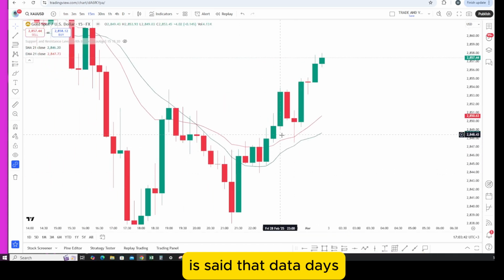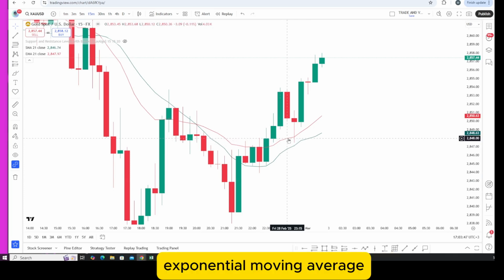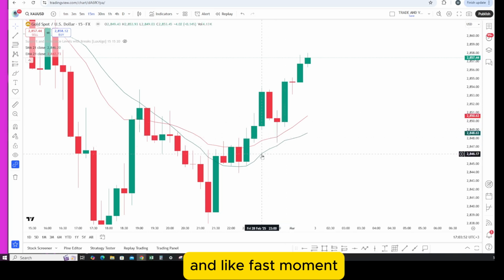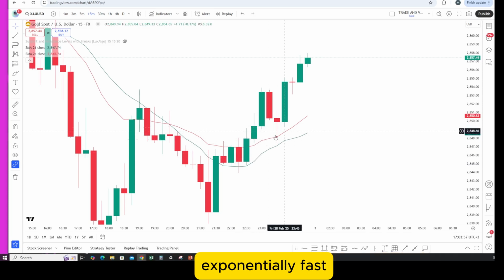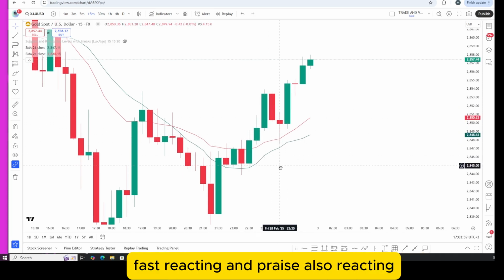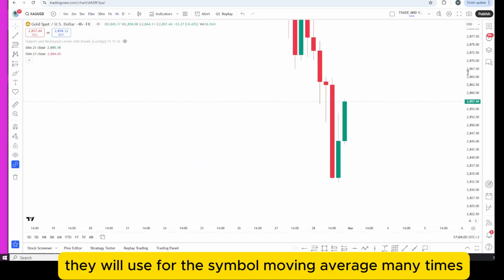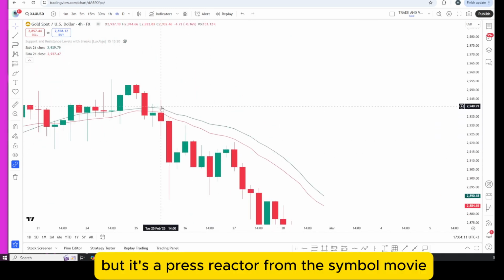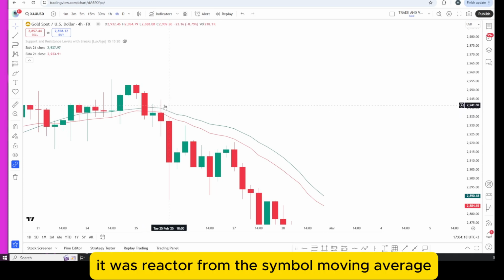We said that day traders and scalpers will use the exponential moving average because it will be more accurate and reacts to fast movement. You can see, compared to the simple moving average, the exponential is fast reacting and price also reacts. But if you are taking a higher time frame, they will use the simple moving average. Many times you can see here, the price reacted from the simple moving average. From the exponential, it was not reacted. It was reacted from the simple moving average.